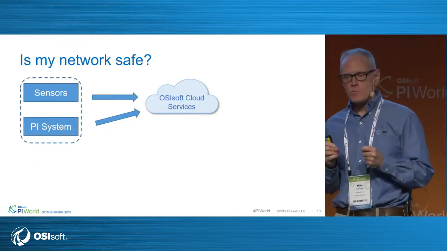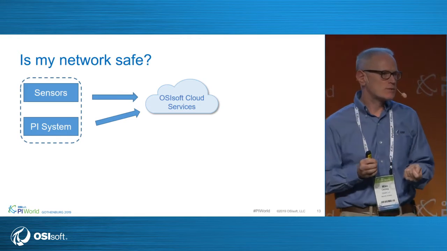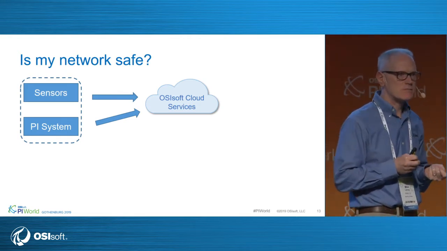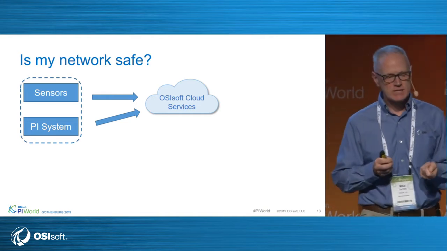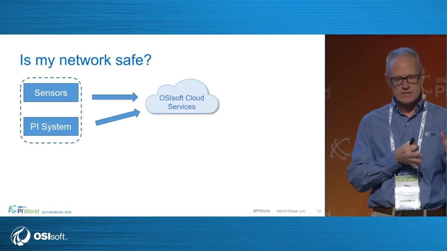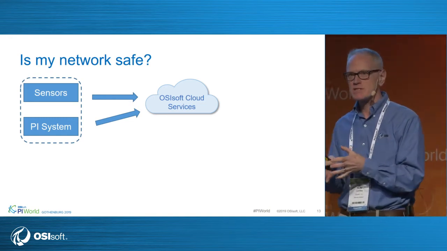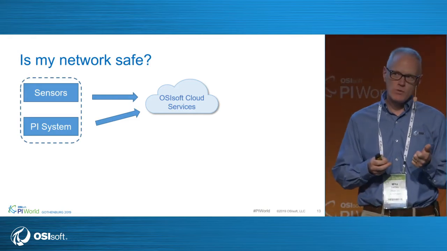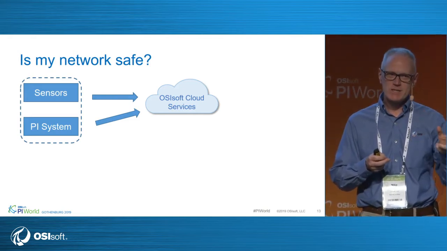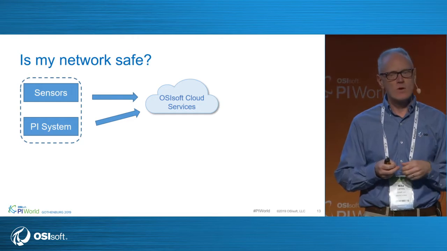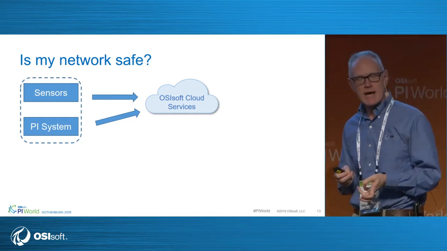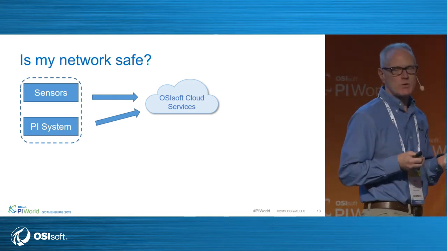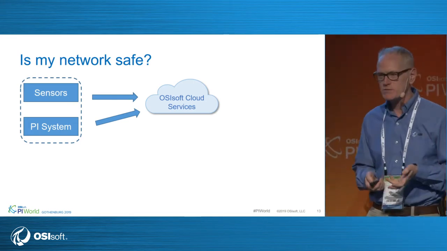Now, one of the questions that I was concerned about is the network that your sensors and PI system are on. Is it safe from OCS? Obviously they are sending data up to the cloud services, but in the security world, we tend to take a very skeptical view of the world, and we kind of turn it on its head and think, what if? What is the worst thing that could happen? OCS could become attacked, it could become evil, and it could be doing nefarious things. So let's put ourselves into that mindset.